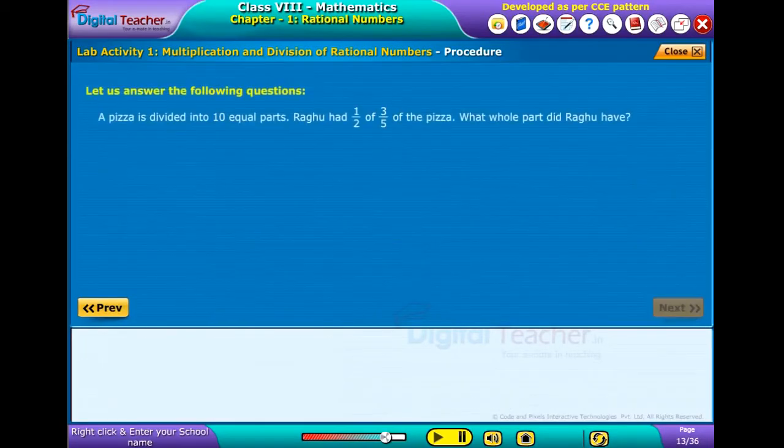A pizza is divided into 10 equal parts. Raghu had 1/2 of 3/5 of the pizza. What whole part did Raghu have? The procedure to answer the above question is as follows.